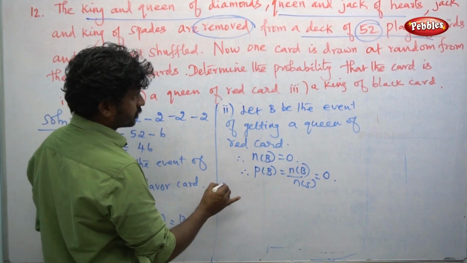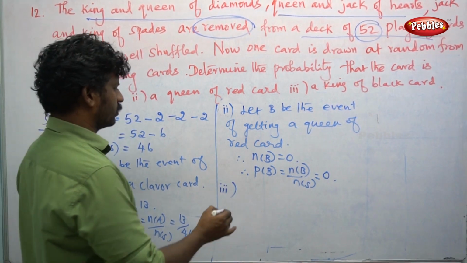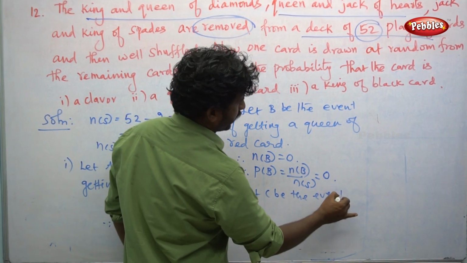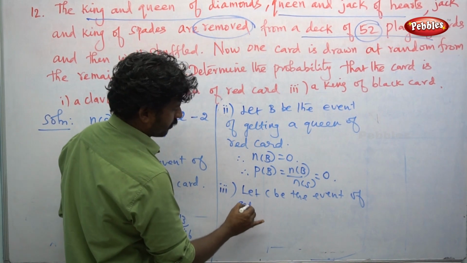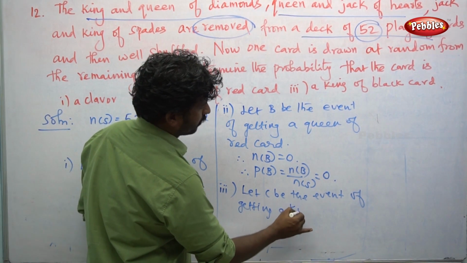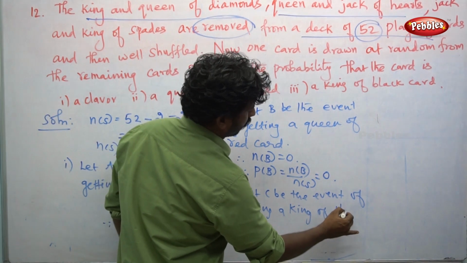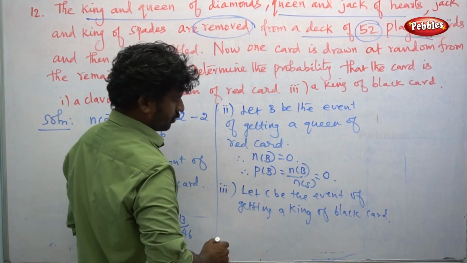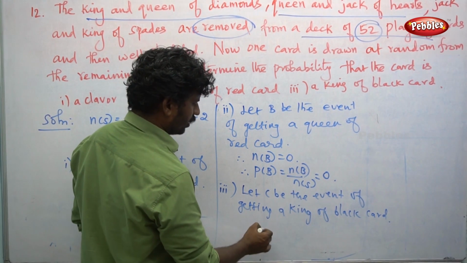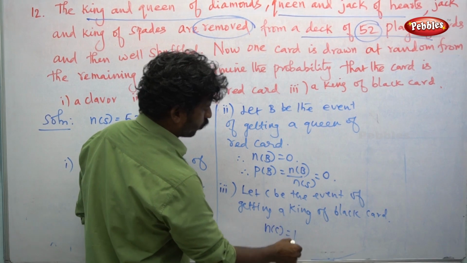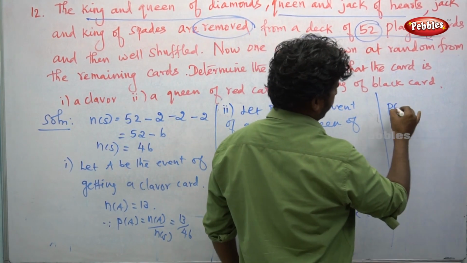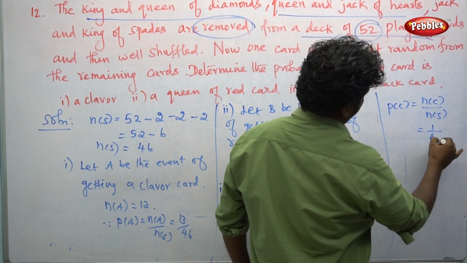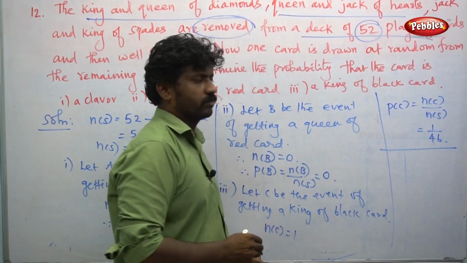Then the third point, a king of black card. Let C be the event of getting, right, a king of black card. King of black card. See, there will be only one card, right? In the black cards, king of black is only one card. So n of C is equal to 1. Therefore the P of C is equal to n of C by n of S. This is 1 by 46. This is the answer. Do you understand?